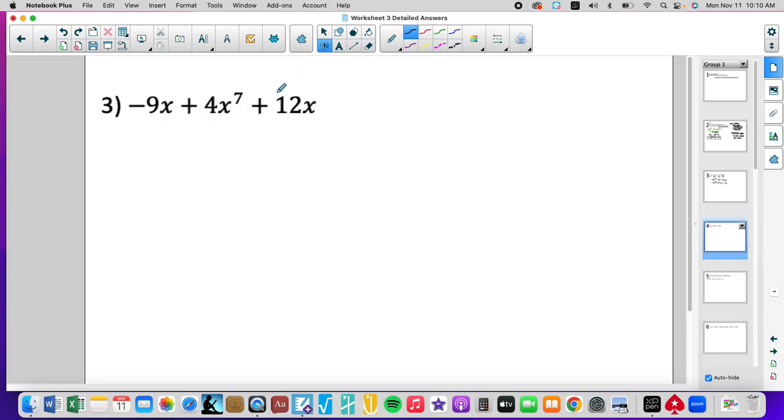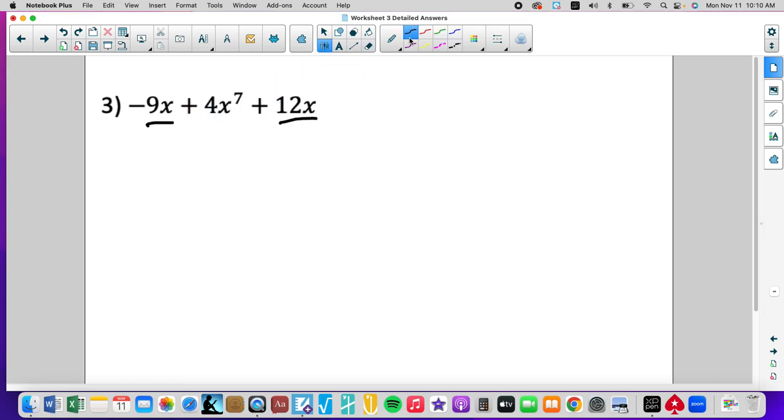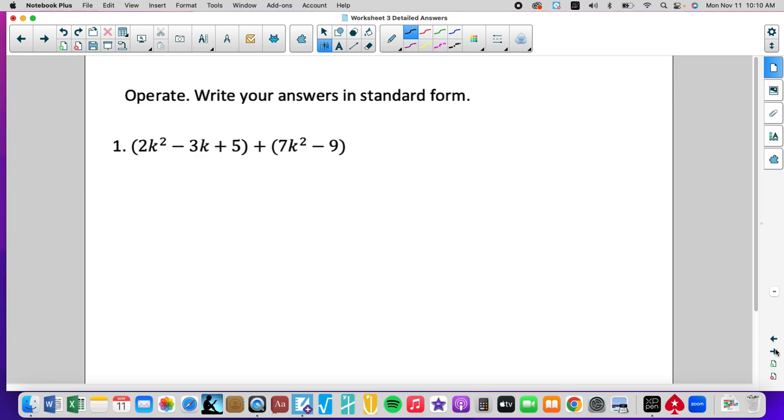Like terms, yes. And then 4x to the seventh. These are like terms, so we'll combine their coefficients, plus 3x. And x to the 7th is going to come before x to the 1st. Write your answers in standard form.